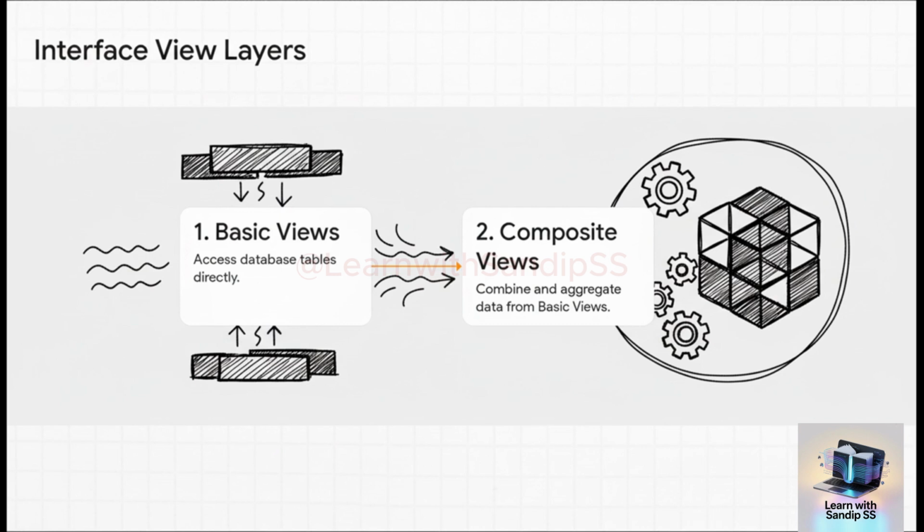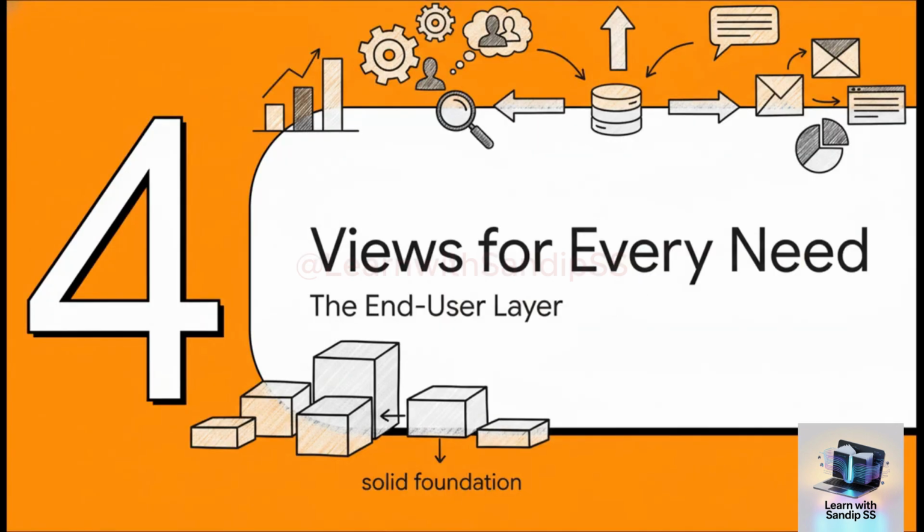It all starts with basic views. These are the frontline guys, reading data directly from the raw database tables. Then you have composite views, which take over and start combining data from multiple basic views to create more complex business logic, like a full-on analytical cube. All right, so once that solid foundation of interface views is locked in place, we can move up to the top layer, and this is the one that's designed specifically for you, the end user. This is all about tailoring the data for exactly what you need to do.